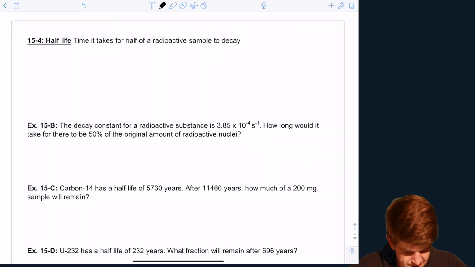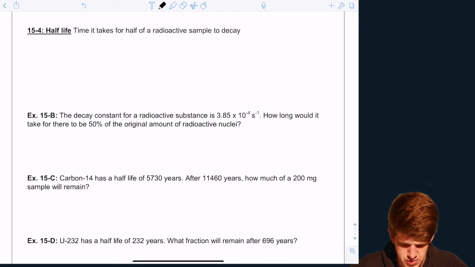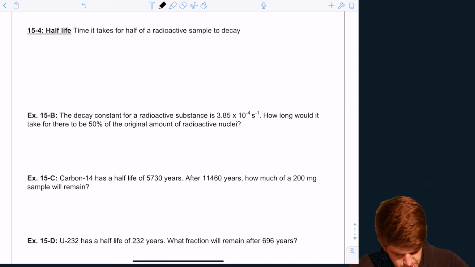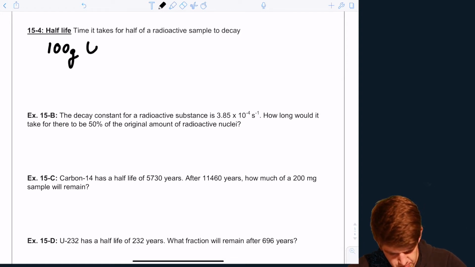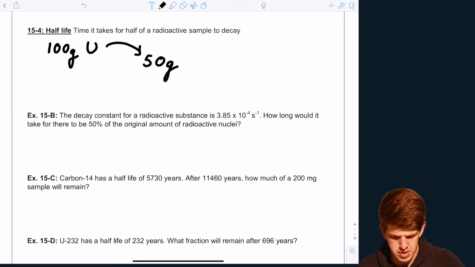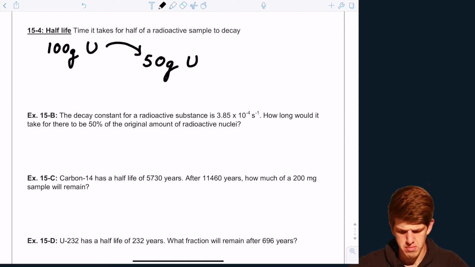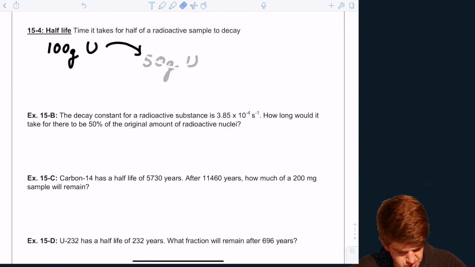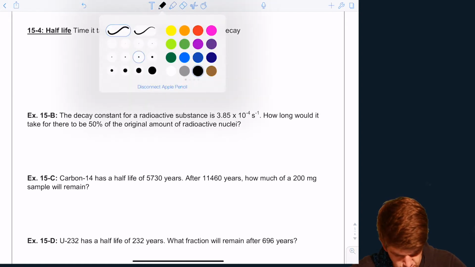Now we're going to focus on half-life. Half-life is the time it takes for half of a radioactive sample to decay. So if I started with 100 grams of uranium, how long does it take for that 100 grams to become 50 grams of uranium, where the rest just decayed away? I wrote way too big for that, but it's all right, not going to be too important.